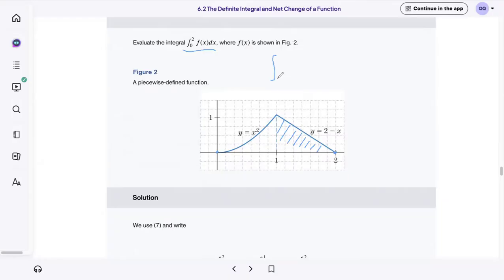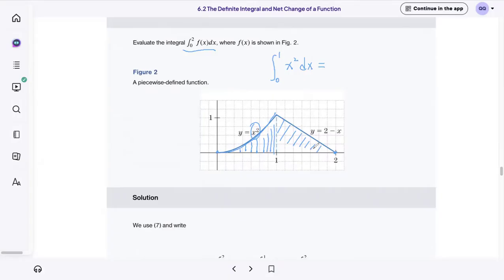We set up an integral from 0 to 1. Now the function is x squared, right? So this is the function. We want to find the area underneath formed with the x-axis. So we can integrate x squared dx.